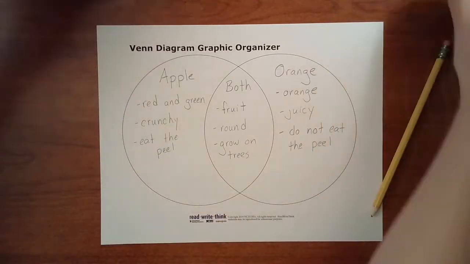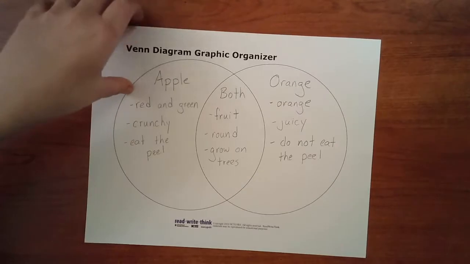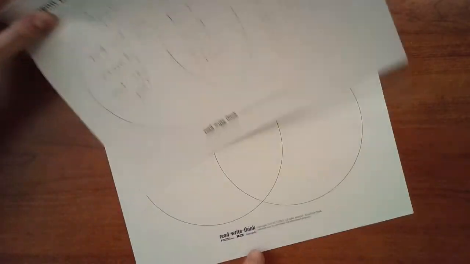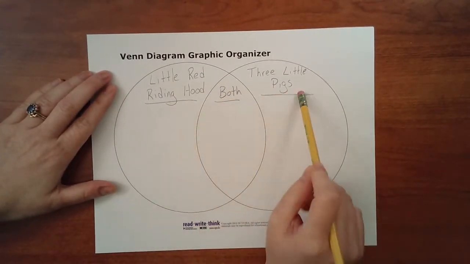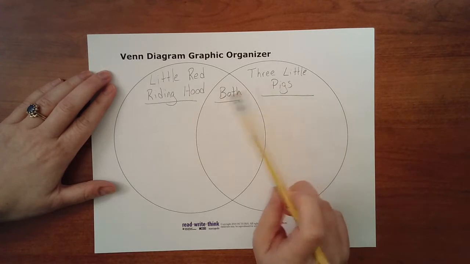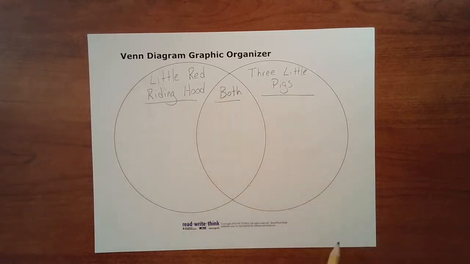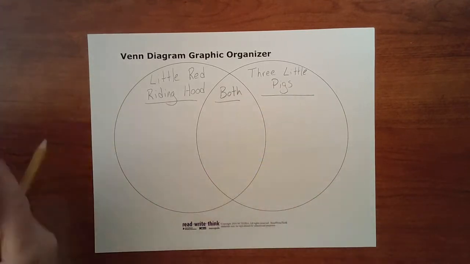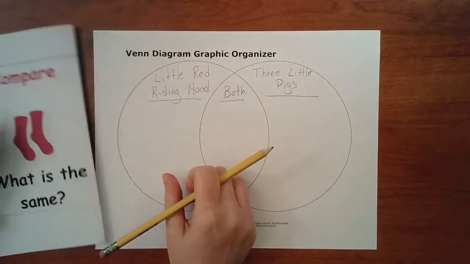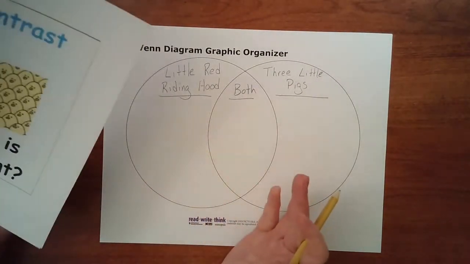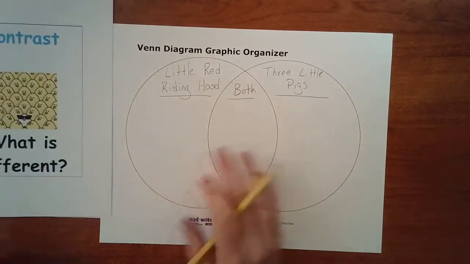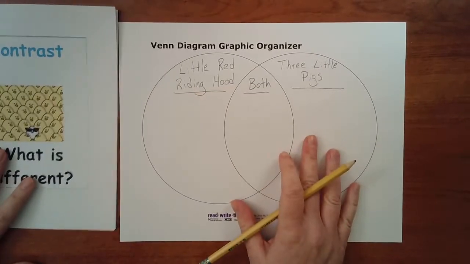Okay, so now let's do that with some fairy tales, which is what you're going to do later. I decided to compare Little Red Riding Hood and the Three Little Pigs and see what's the same about both of them. So I'm going to compare them first. Compare means what's the same. It doesn't matter. You can contrast first if you want. You can do it either way. In fact, why don't I just do a contrast just to show you the difference? So what's different about them?